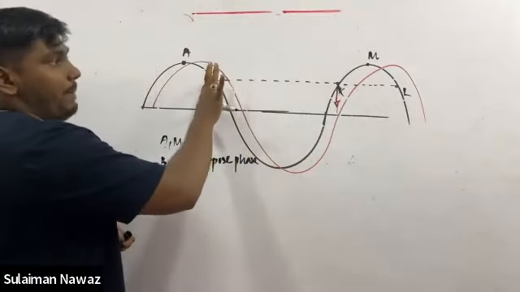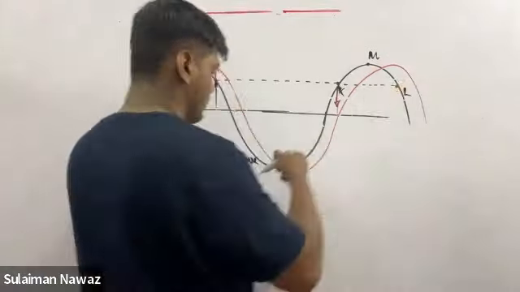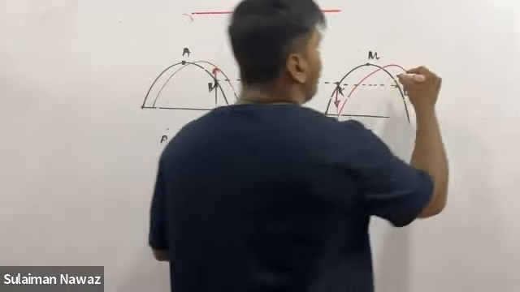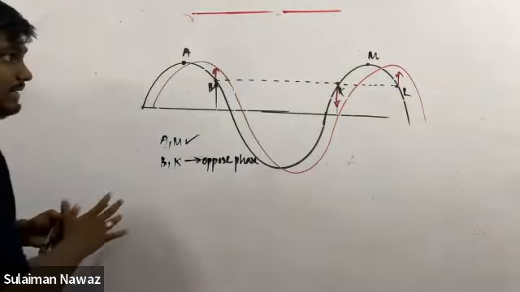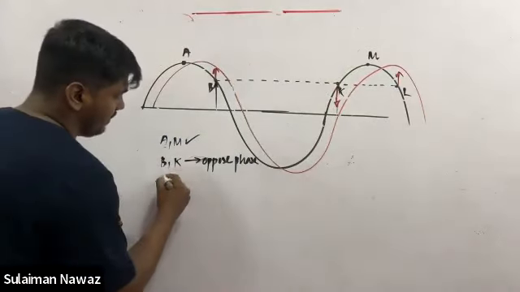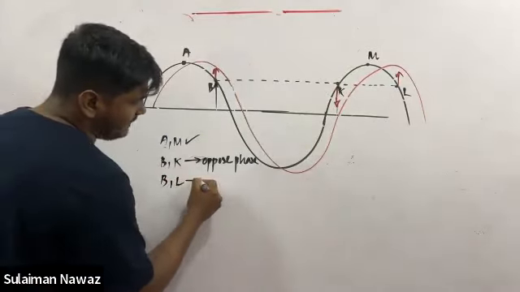But what can you say about capital B and capital L? Capital L is also moving in the upward direction. So we can say that capital B and capital L are in the same phase.